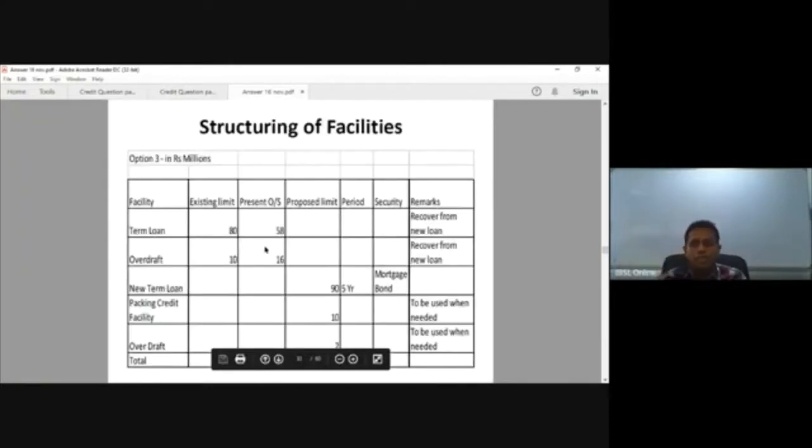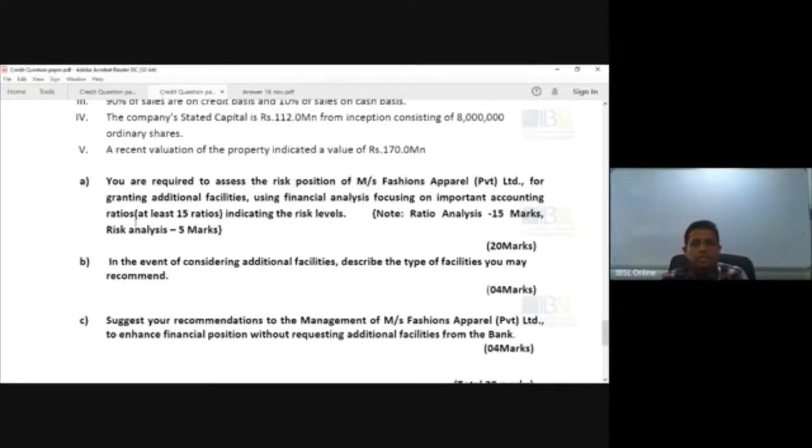Then option number 3, we have a third option also. Now here we consider the new valuation report. If you take the old valuation report, 150 million is there. 150 million, 60% means 90 million. That was the exposure that they have given to the entity. Now, if you take the same exposure, that is 60% for new valuation, they have obtained a new valuation here in the examination question.